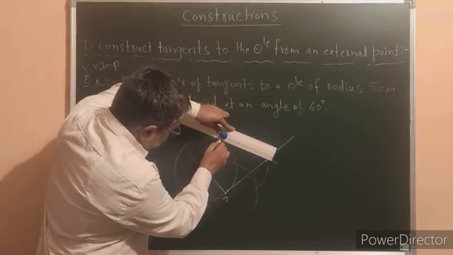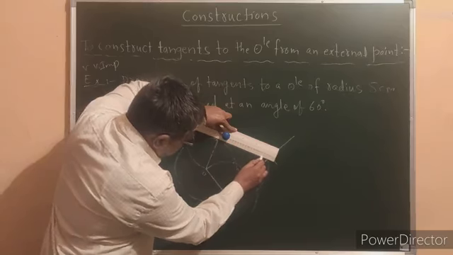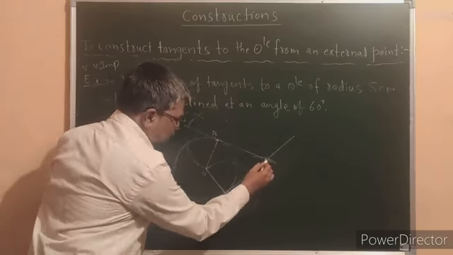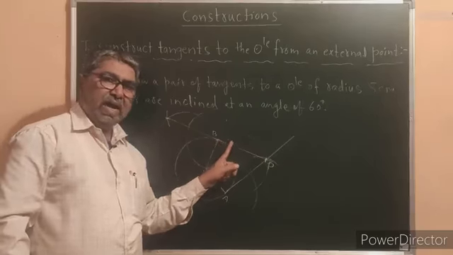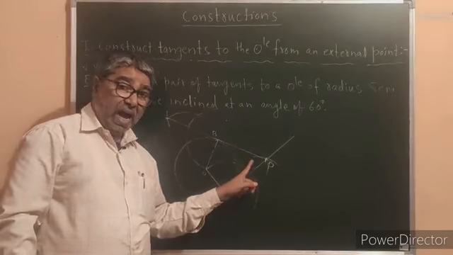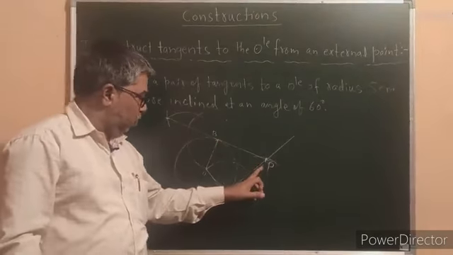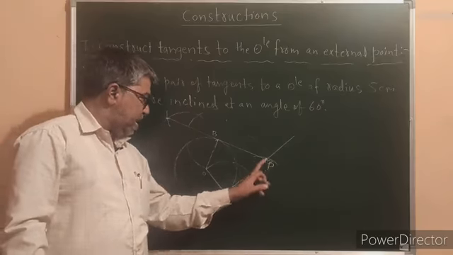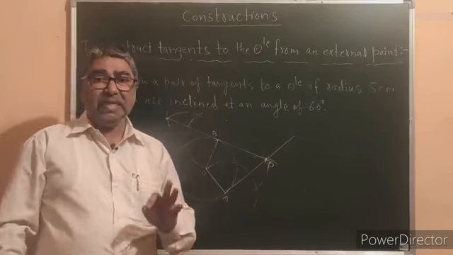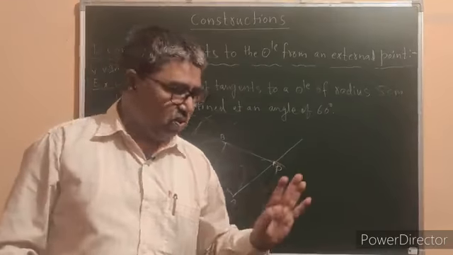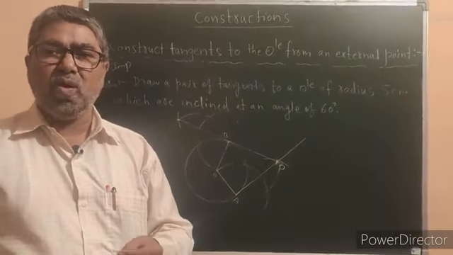You extend this tangent to meet the previously drawn tangent at a certain point and call that point as point P. So PA and PB are the two tangents which are inclined at an angle of 60 degrees. So if you measure angle APB or angle BPA, you will get exactly 60 degrees. So this is a very important example. Let me solve one more example of the same type.